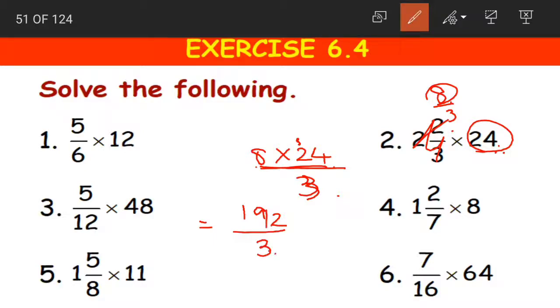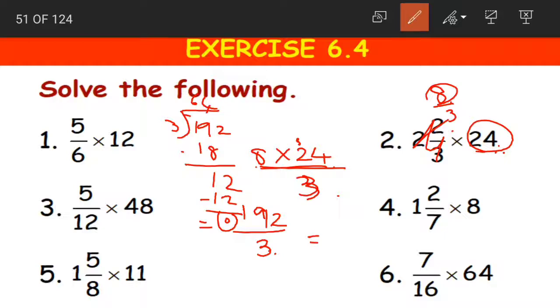192 divided by 3. Now when we divide, we have 3 6s are 18. When we subtract, 12 is remaining. We have 3 4s are 12, and when we subtract, 0 is our remainder. So what is the answer, children? 64 is our resultant answer. Yes? Understood? Here the remainder is 0. That is why the answer is a whole number but not a fraction. It is dividing exactly. So the answer is a whole number, that is 64.